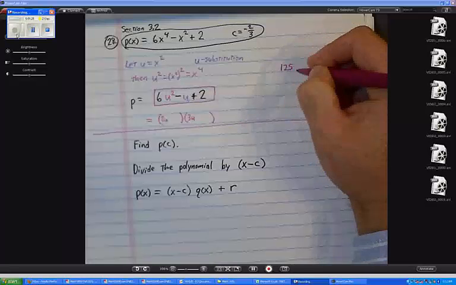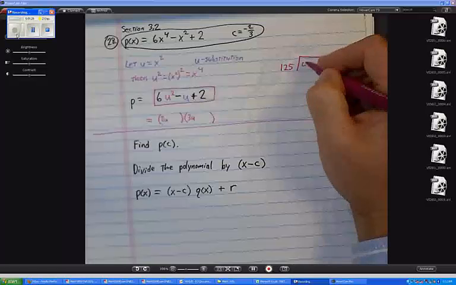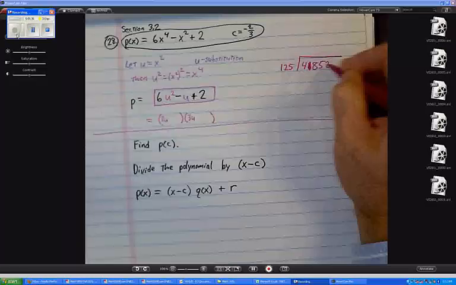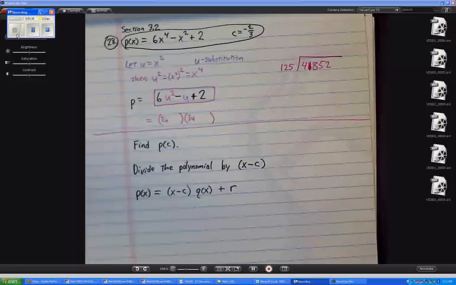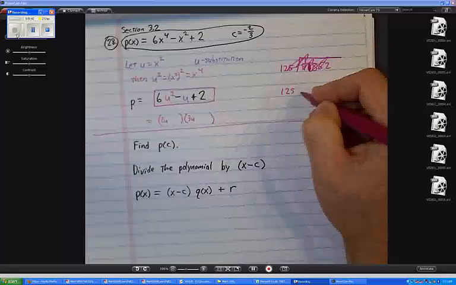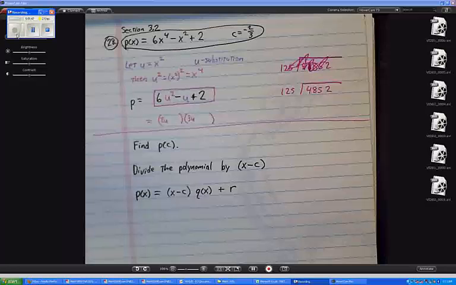125. We're going to divide that into, let's say, 4,600. Now, let's make it 4,852. That looks like 41,000. One more try. 125 into 4,852. What do you do first? I better pause this. This is embarrassing.